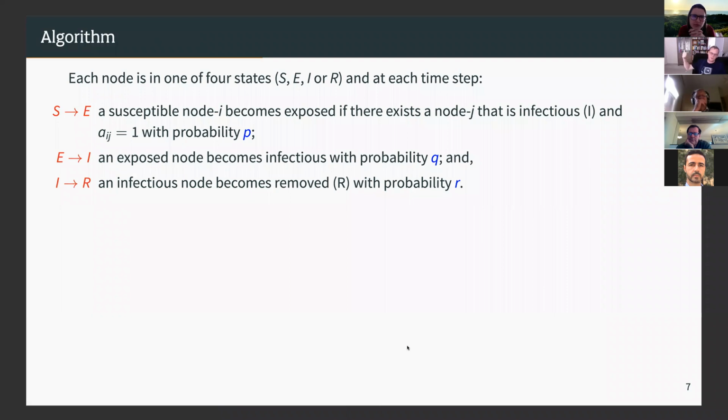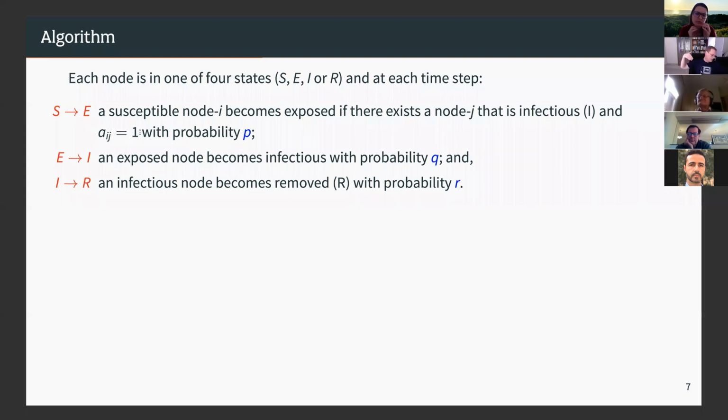Pretty standard stuff. Susceptibles, exposed, E, infected, I, and removed, R. And we transition from E to I and I to R with rates Q and R. So if you're exposed, then there's some probability every day that you become infectious. That's probability Q. If you're infectious, there's some probability R that you become removed. Now, the only clever part is that if you're susceptible, there's some probability P that you become exposed only if, this is the A_ij equals 1, only if you are connected to someone who is infectious.